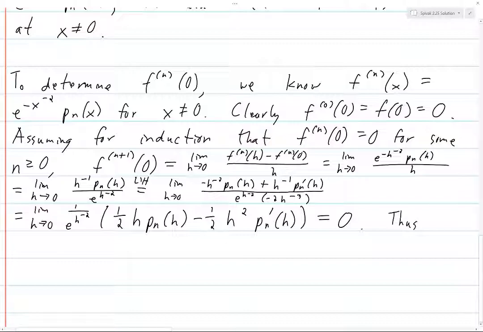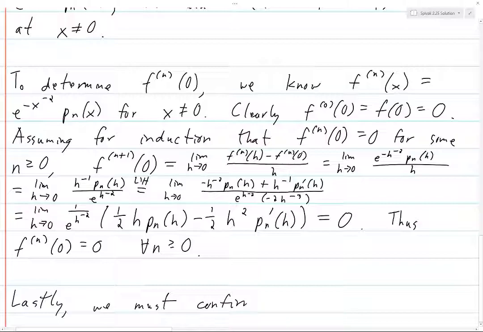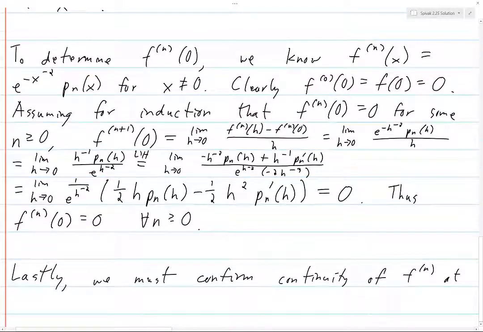Okay, so we have this. Thus, f to the n of 0 equals 0 for all n greater than or equal to 0. Okay, so that's done now. So we know that all derivatives of f exist at 0. We know that all derivatives of f exist at other points and are continuous there. Now lastly, we must confirm continuity of f to the n at x equals 0.